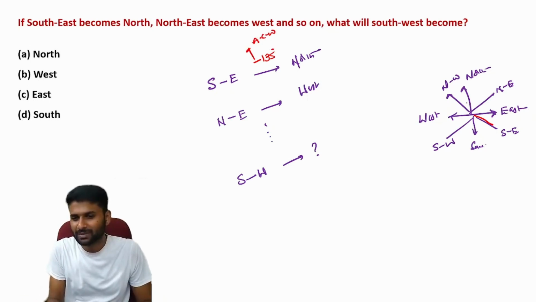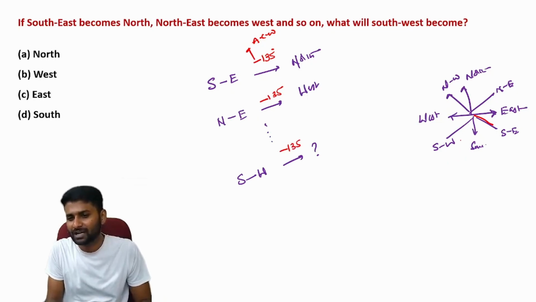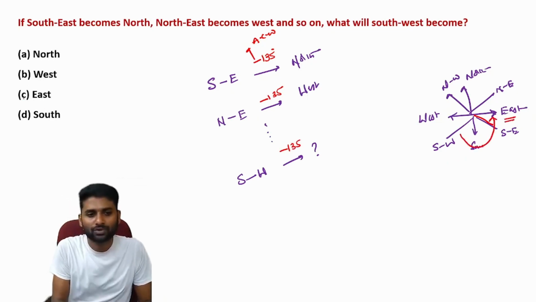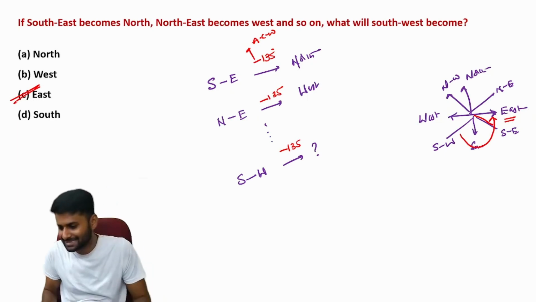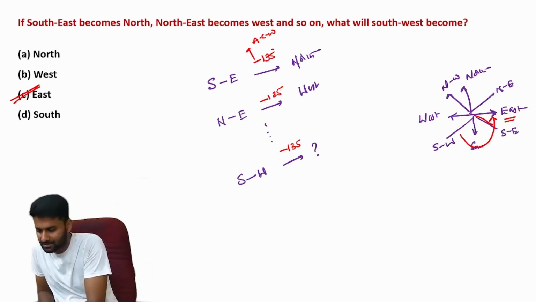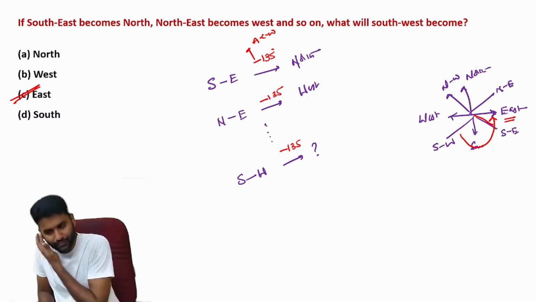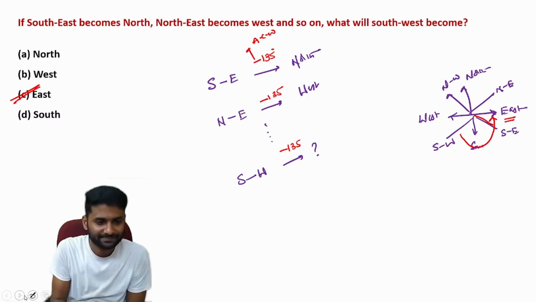In the same way, northeast becomes west. Northeast becomes west. Again it is moving 135 degrees anti-clockwise. Now just change southwest by 135 degrees anti-clockwise. According to that pattern, southwest always follows as east. So the answer is east. Very good, Raichu. C is the correct answer.